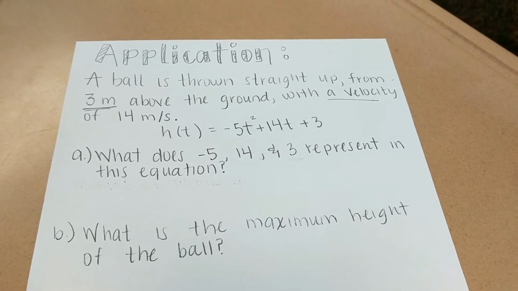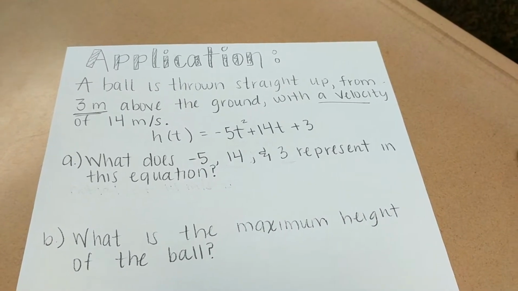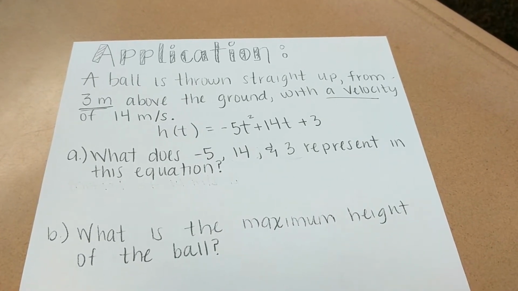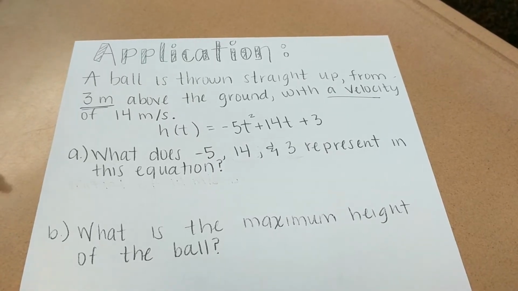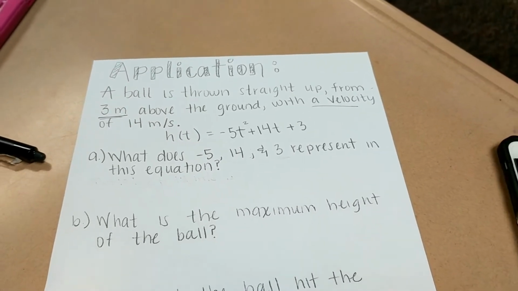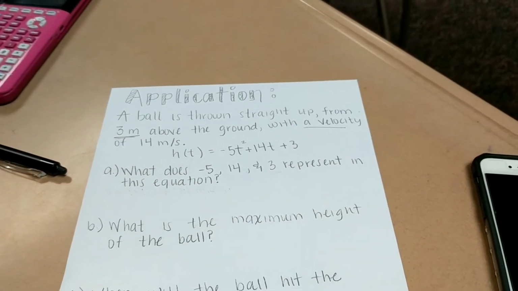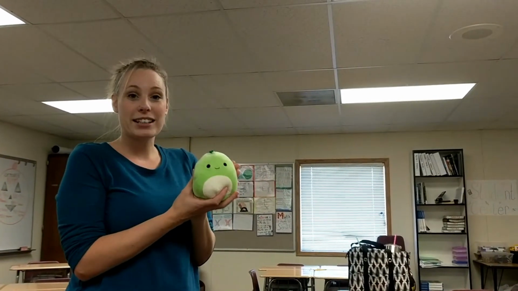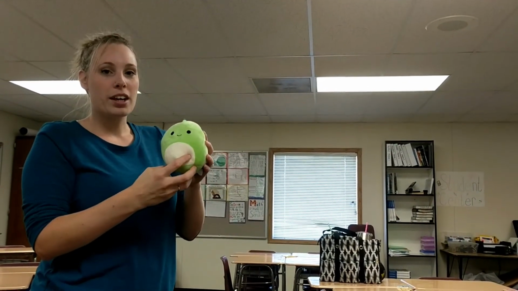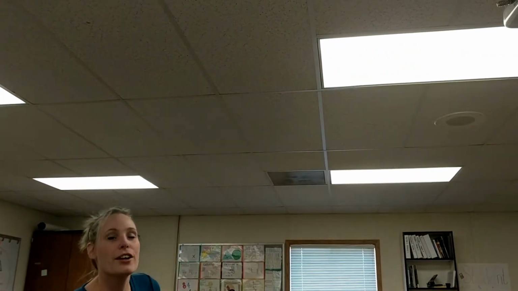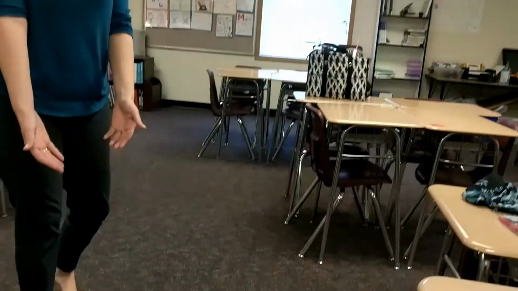Okay, in this application problem, a ball is thrown straight up from 3 meters above the ground with a velocity of 14 meters per second. It is modeled with the equation h of t equals negative 5t squared plus 14t plus 3. What that would look like if Danny the dino right here was a ball and he was 3 meters above the ground and I throw him straight up with an initial velocity of 14, well, there's a wall there, pretend like it's not there. What is the height?